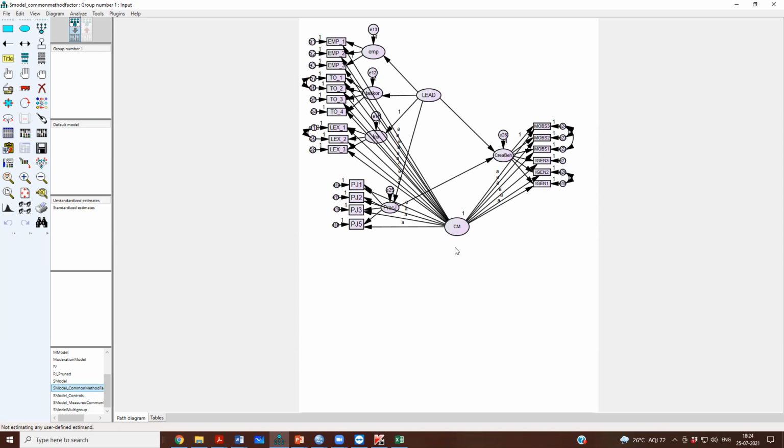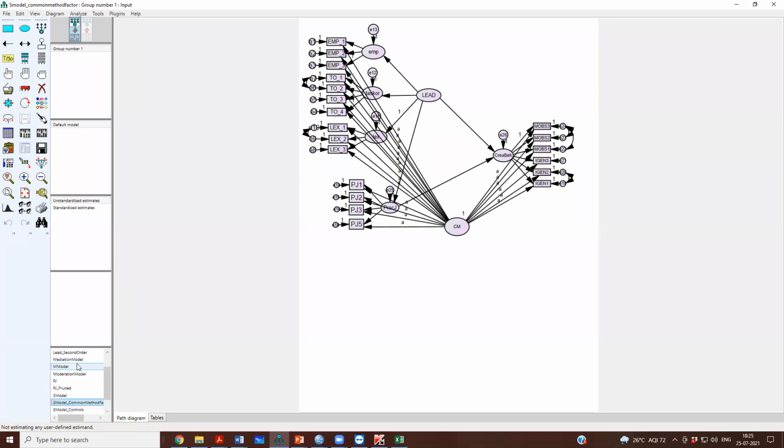Yes, Tejasvi. Sir, how to do this common method analysis if it is a path analysis, like if we are using path analysis, which we usually do in moderation and mediation? Then you will not be able to do it directly. So what you can do is account for it in your measurement model.